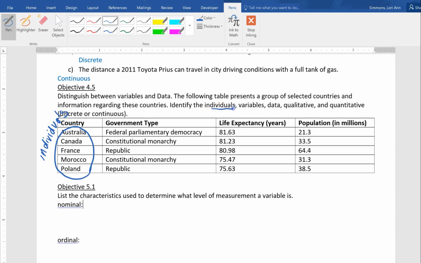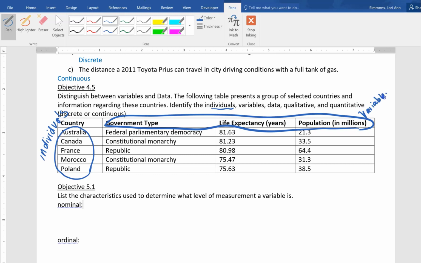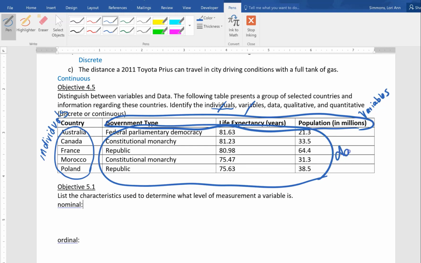What are our variables? So what's changing? The government type, life expectancy and population. That's your variables. Our data. Our data is all of this. So now we have qualitative data or quantitative data. This is, let's put it in red, qualitative.